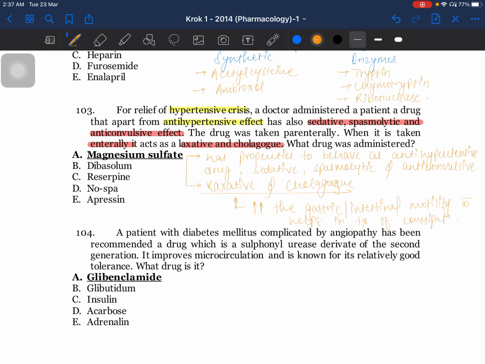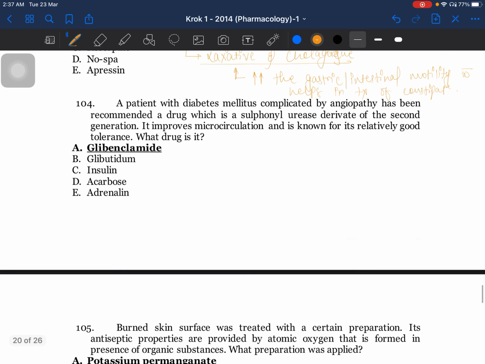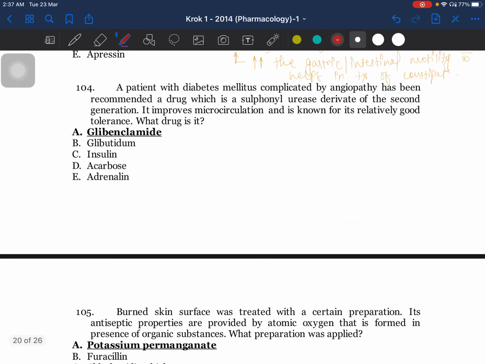Now let's move to the next question. The question states that a patient with diabetes mellitus complicated by angiopathy has been recommended a drug which is a sulfonylurea derivative of the second generation. It improves microcirculation and it is known for its relatively good tolerance.